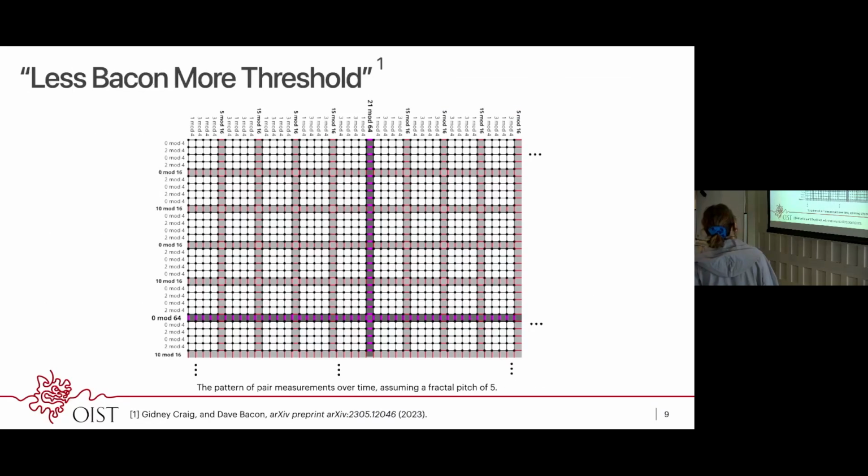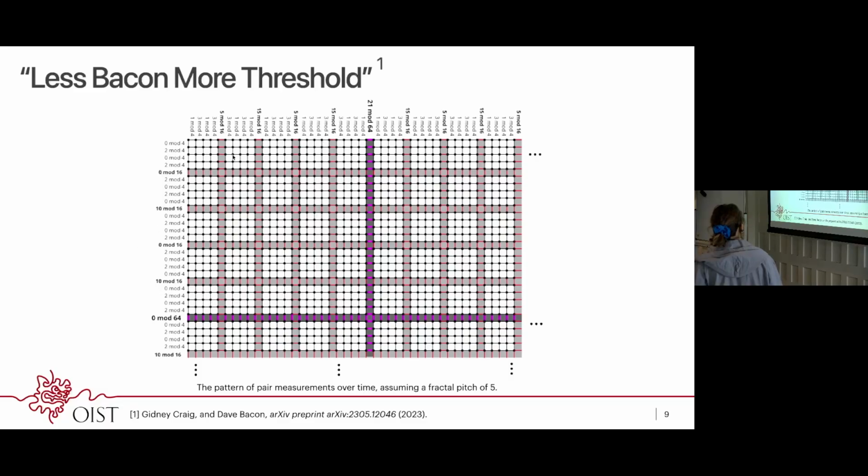In order to solve this problem, this paper, Baker-Morse threshold, tries to concatenate small Bacon-Shor codes into large Bacon-Shor codes. Here, as you can see, this is the pattern of pair measurements over time, and the axis shows the time at which you perform the measurements on the columns or the rows.